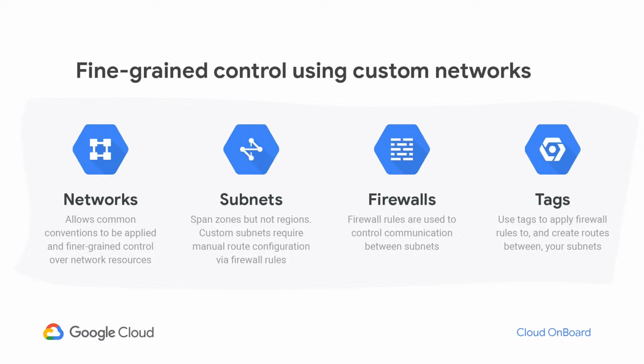You can use the tags flag during cluster or node pool creation to appropriately tag your Kubernetes engine nodes for the firewall rules that you want to have taking effect. And in addition to firewalling, tags can be used to create routes between your custom networks. Now in auto mode, subnetwork routing between subnets is enabled by default. And with custom subnets, you'll need to create those rules and routes manually.